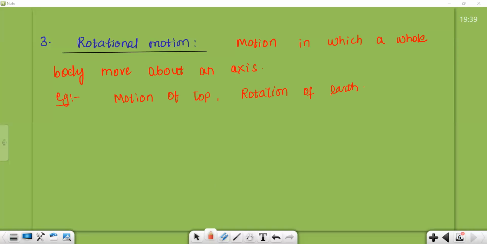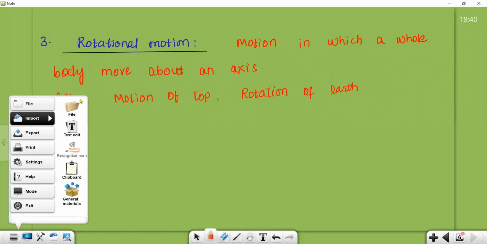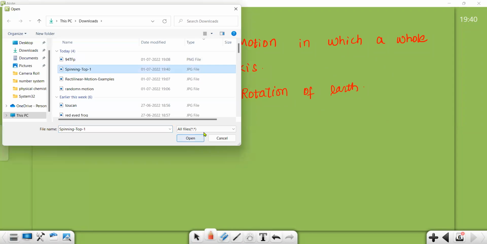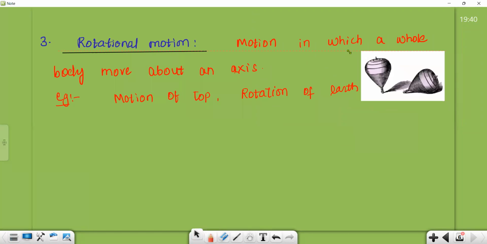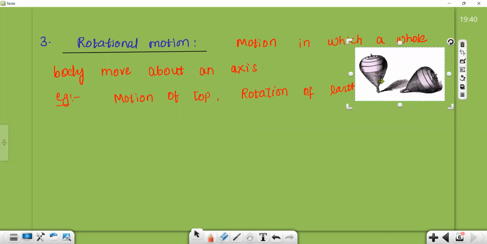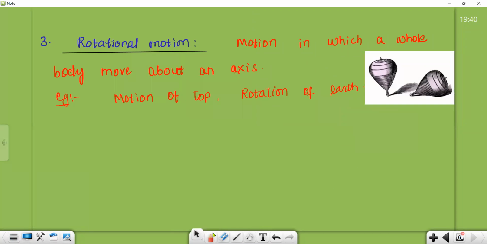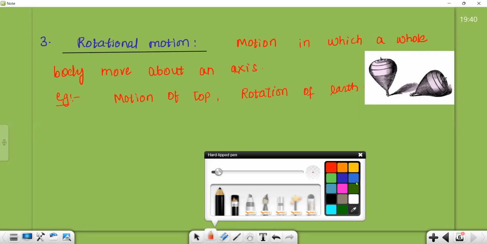You know a top, what is its motion? Let me show you a picture. Everybody knows it, but you don't know that it is called a top. Ma'am, even a blade. Yes, correct. It would be the same as a Beyblade. So this comes under the category of rotational motion because the whole body is rotating.